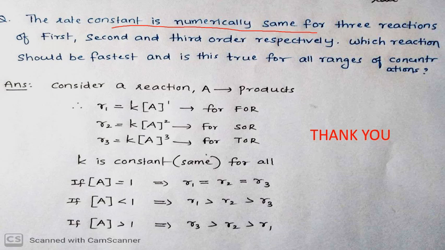Answer is available here. Consider the reaction. R1 equal to K into A power 1 for first order. Second order, power is 2. Third order, power 3. But in the question it is clearly given that K is the same for all orders. That means all K's are the same.